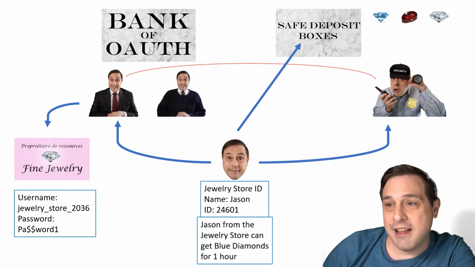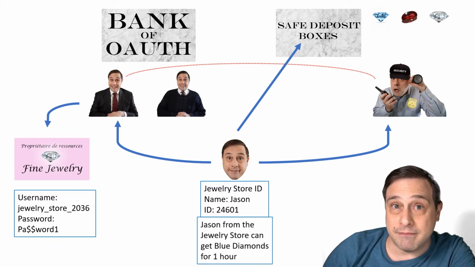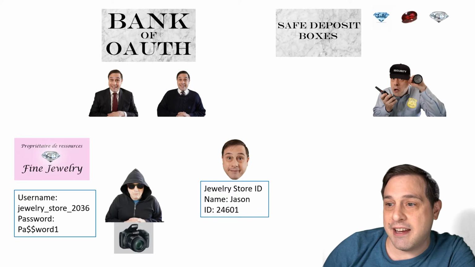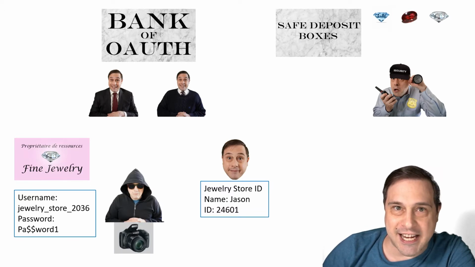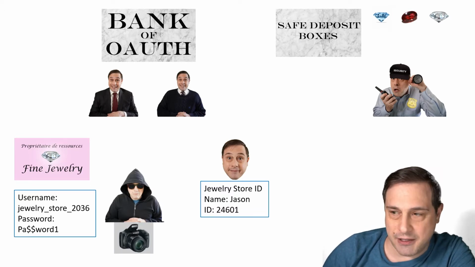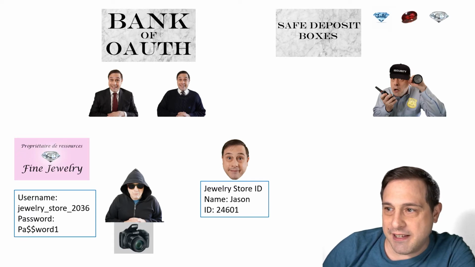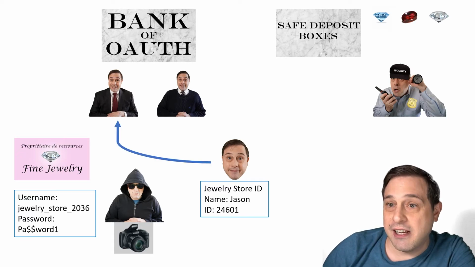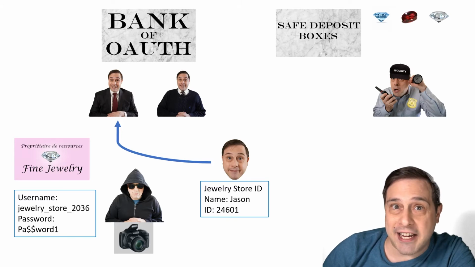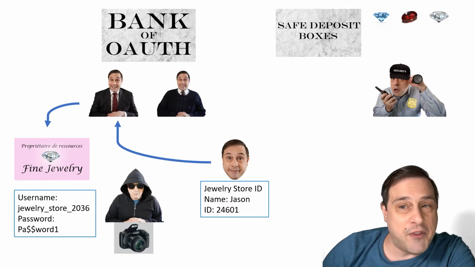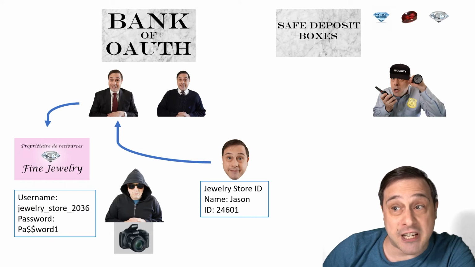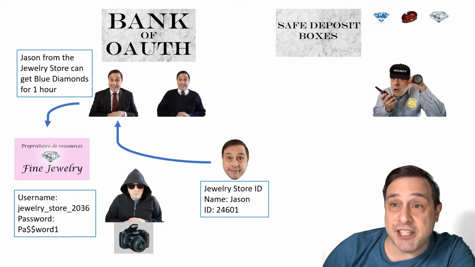However, there is a problem. Let us imagine instead that a hacker has taken up residence inside of our bank. So what happens is the employee goes to the teller, says, "I am Jason. I would like to access the blue diamond." The teller then calls the jewelry store. The jewelry store provides their username and password. The teller asks, "Hey, can Jason get blue diamonds?" The jewelry store says yes.